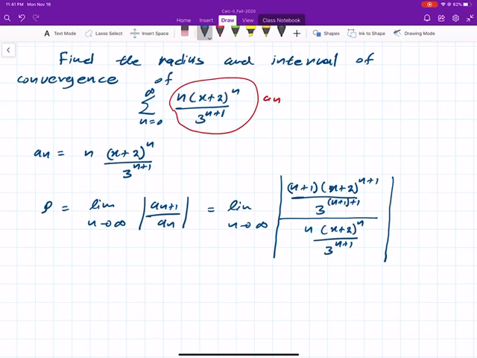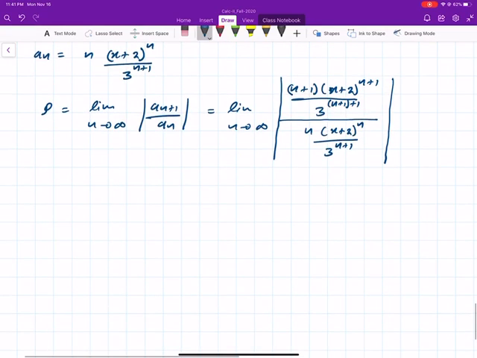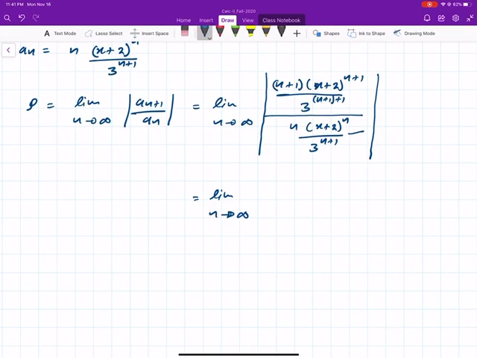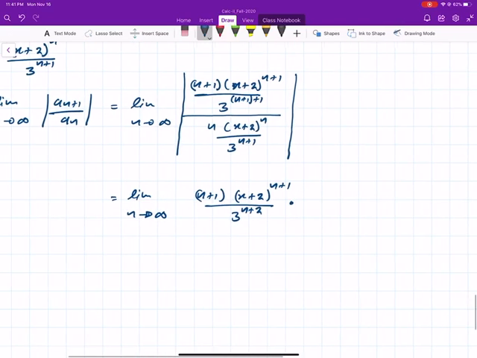Okay, so this is a hard problem. So go forward. You write this as the limit as n goes to infinity, and then you flip the denominator and bring it forward. Then you write this as (n plus 1)(x plus 2) to the power n plus 1, times 3 to the power n plus 1, divided by 3 to the power n plus 2 times n times (x plus 2) to the power n.